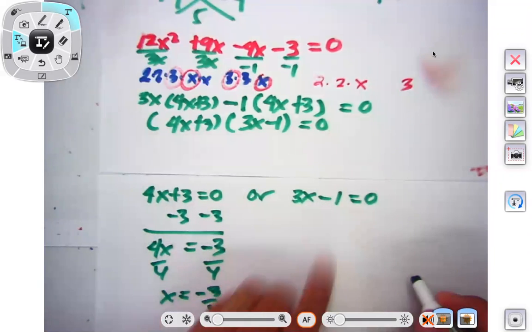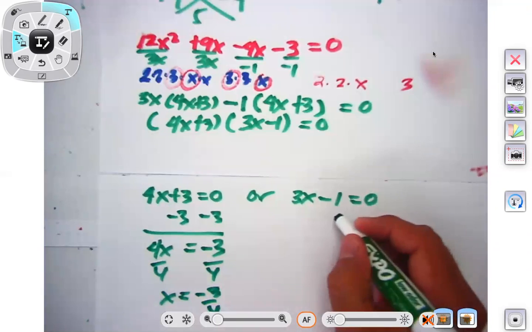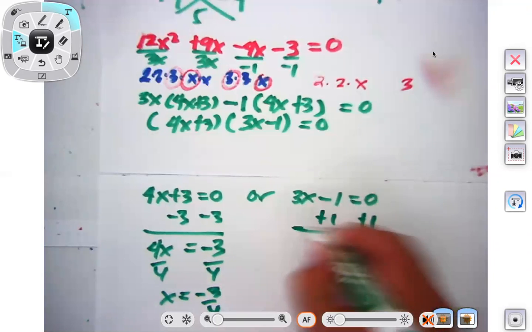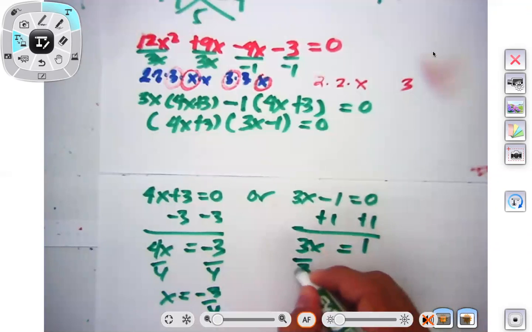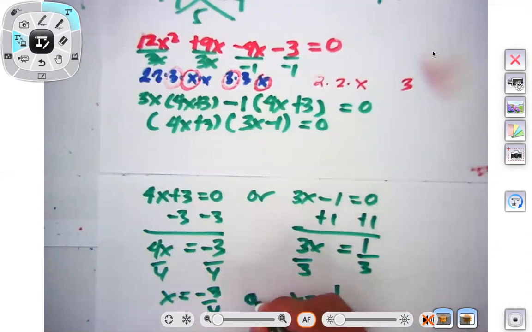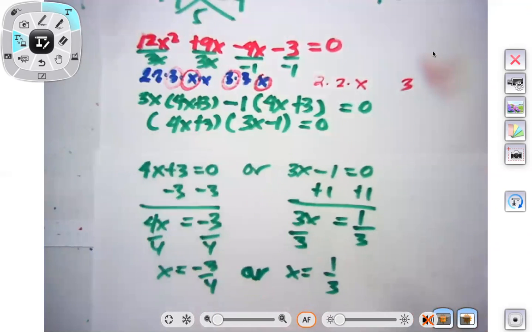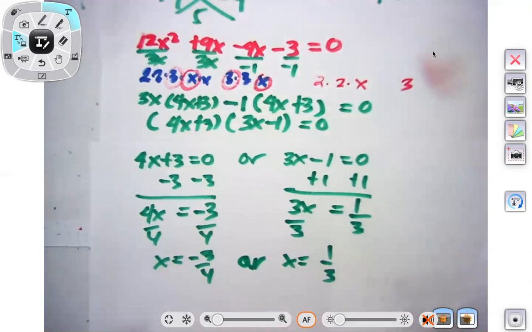How about here? This is plus 1, plus 1. You have 3x equals 1. Divide by 3. x will be 1/3. And so these are your solutions: negative 3/4 and 1/3.